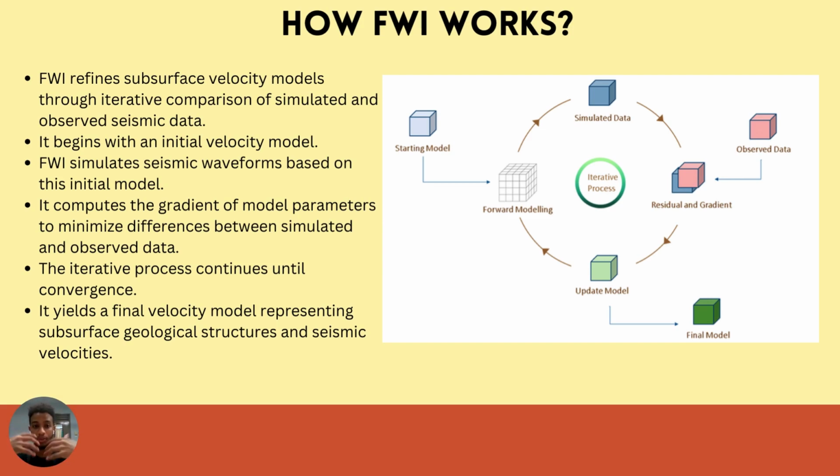As you can see in the diagram beside it, this is the process. You start with a model, which is a velocity model, and then you go through the forward modeling, simulated data, and then residual and gradient, which is the combination of observed data and simulated data, and then you update the model. Then you have a final model. If it doesn't work, then you go through the iterative process of going through all the forward modeling and everything in a circle again.